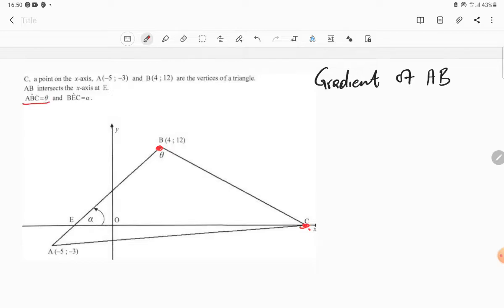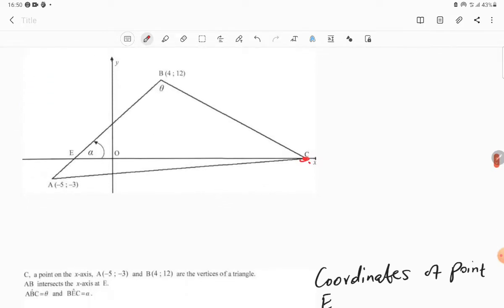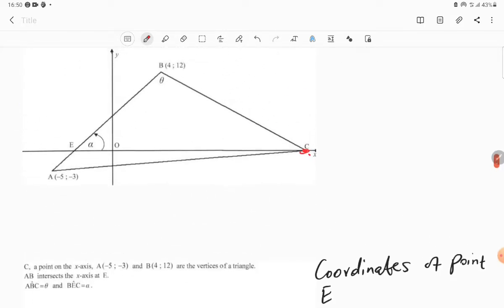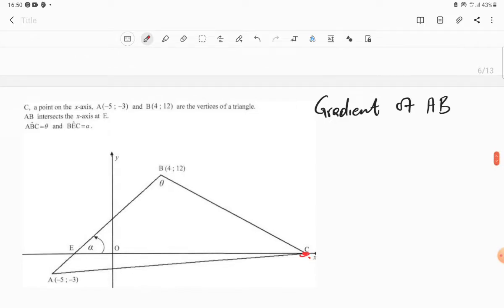So E is the x-intercept of that line. We also have the angle ABC, which is this angle, given as theta. Then BEC, which is this angle, is given as alpha. So this is the information that we have. So what are we having here? We have to calculate the gradient of AB. We've been calculating the gradient of two points. We probably know how to do it now.